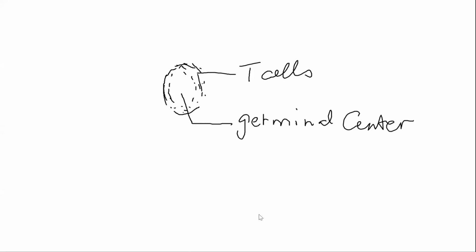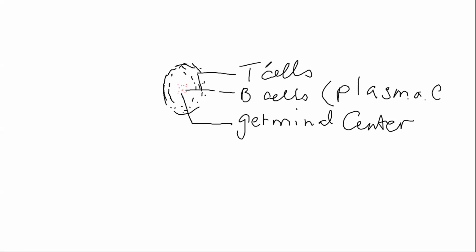In the center, you're going to have these B cells. And these B cells can mature and become plasma cells. Okay, now this whole thing is called a lymph follicle. All right, so that's another type of lymphoid tissue.